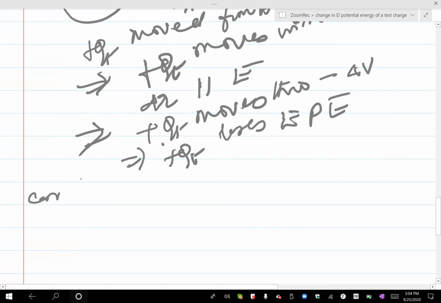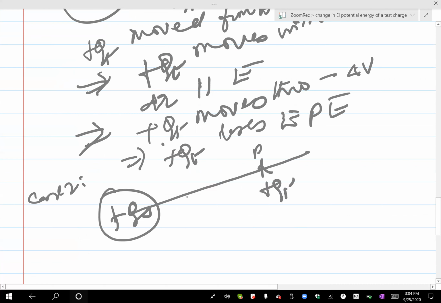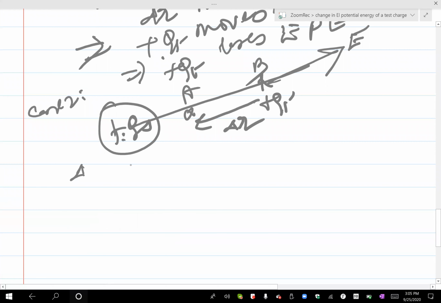Case 2: the same plus Q is here and the same QT, but plus QT is moved from B to A, so that delta R is in this direction. Because the source is positive, E will be outward only, therefore delta R is anti-parallel. So first you mark the electric field with respect to the source charge. Then you read the problem and see whether it is moved from A to B or B to A. Accordingly, you mark your arrowhead for delta R. Then straight away you see whether delta R is parallel or anti-parallel to E. So delta R is anti-parallel to E.